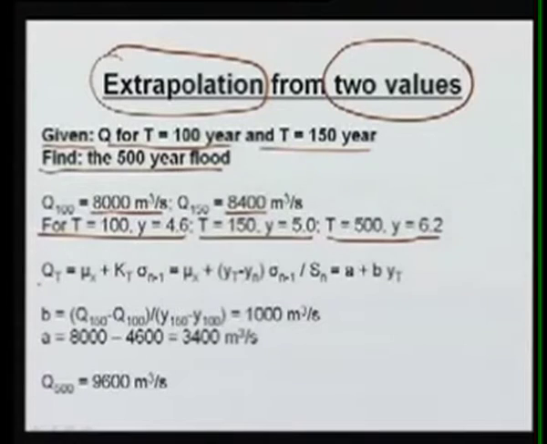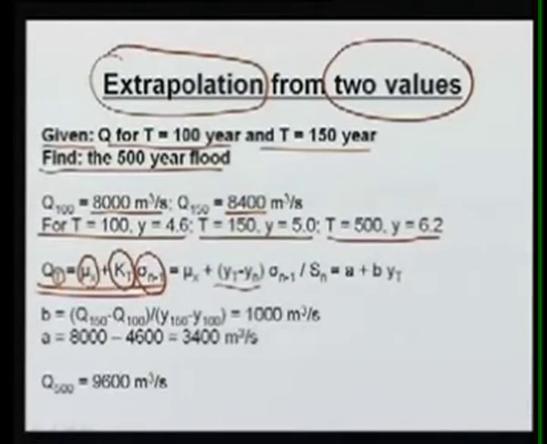The equation which we already have seen is that Q for any return period t will depend on the mean of the discharges, so mu x, which represents the mean of the discharges, and sigma, which is standard deviation. These two are constants. They are dependent on the data set available. They don't change with the return period. K changes with the return period, and as we have seen already, the equation for K is yt minus yn divided by Sn.